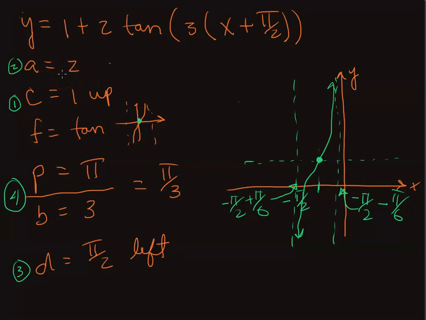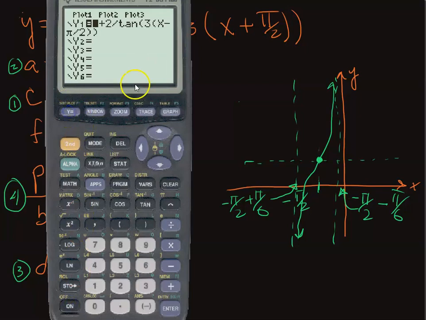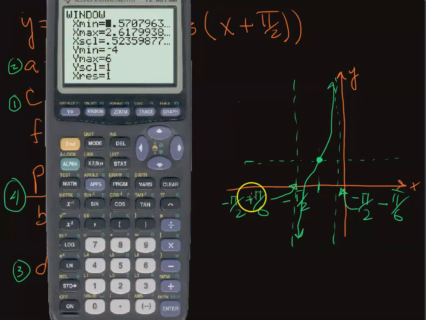Let's see how that looks on our calculator. So we've got y equals, now this is almost the same, 2, but it's no longer divided by, it's times, tangent 3x, and it's not minus, but plus. And that'll change this into what we have. But the window is important. We want to go over here to a negative pi over 2 plus pi over 6.